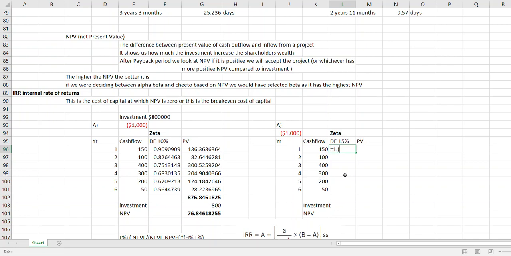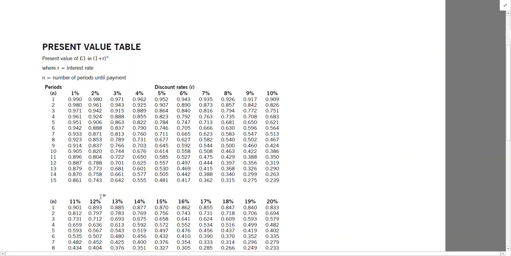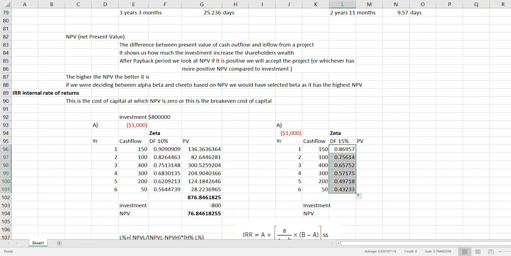You have to assume this percentage. It will not be given to you. Just assume any percentage. So the discount factor at 15%. If you look at the discount tables, it is going to be the same as I calculated, but it is easier for me to calculate it than to copy it from the table.